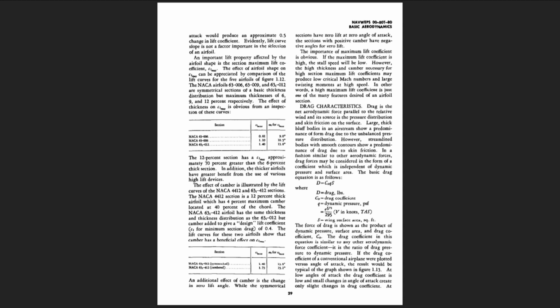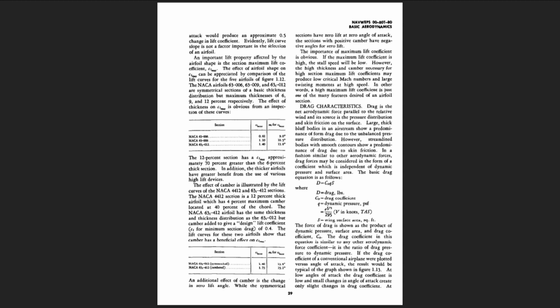The NACA 4412 section is a 12% thick airfoil which has 4% maximum camber located at 40% of the chord. The NACA 63-412 airfoil has the same thickness and thickness distribution as the 63-012, but camber added to give a design lift coefficient, lowercase cl for minimum section drag, of 0.4.